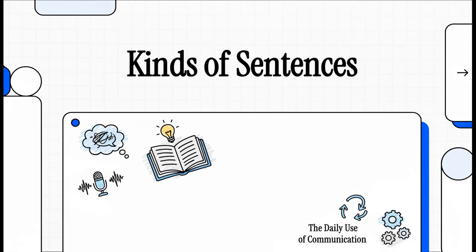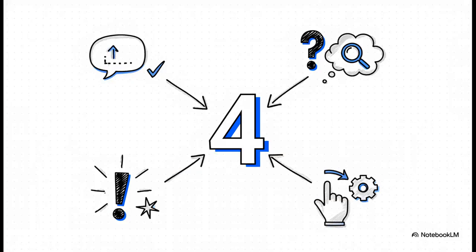It's pretty amazing when you stop and think about it. Every single thing we say, everything we write, it all comes down to just four basic kinds of sentences. And that's exactly what we're going to break down in this explainer. Yep, you heard me right, just 4. It sounds way too simple, but it's true.